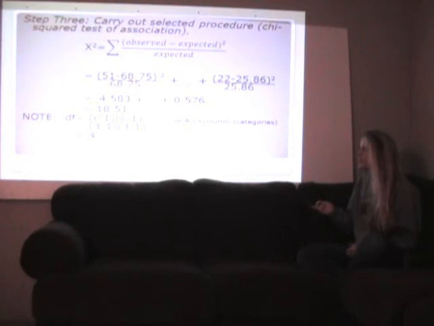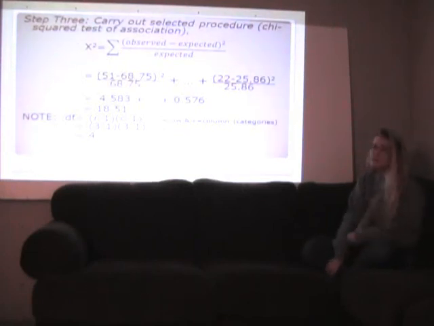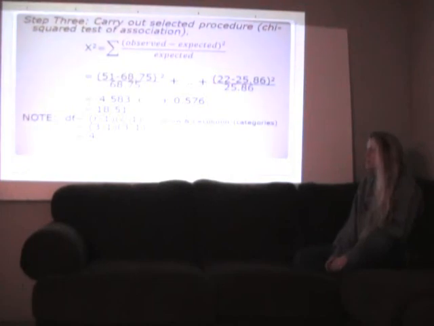So 4.583 plus, and then you add all the middle part plus the end part, which is 0.576, and then your total is 18.51. And when you go to the table, you need to note that the degrees of freedom is found by taking the row categories minus 1 times the column categories minus 1. So for this example, it's 3 minus 1 times 3 minus 1, which is 4.